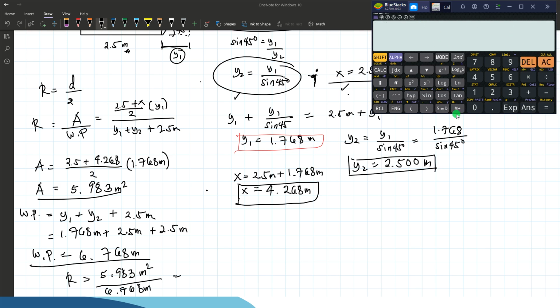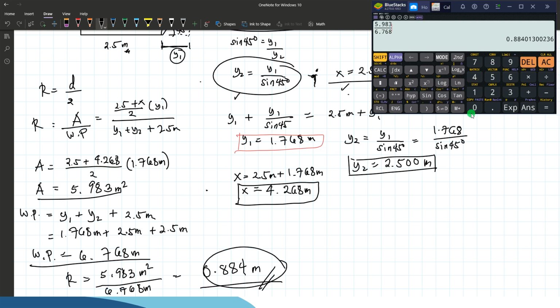Okay, so 5.983 over 6.768. So the answer is 0.884 meters. Okay, so this is your hydraulic radius.